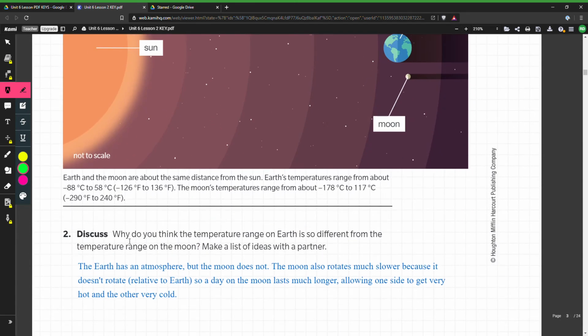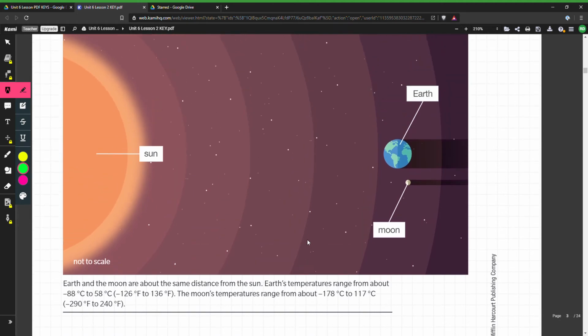Okay, so question 2 says, why do you think the temperature range on Earth is so different from the temperature range on the moon? We have this picture right here, and it says they're both basically the same distance away from the sun. So this is very deceiving. Obviously, this is not to scale. If the sun was a tennis ball and you were holding it, the Earth is about like a room or a couple rooms away from you. It's pretty far. So this is squished together.